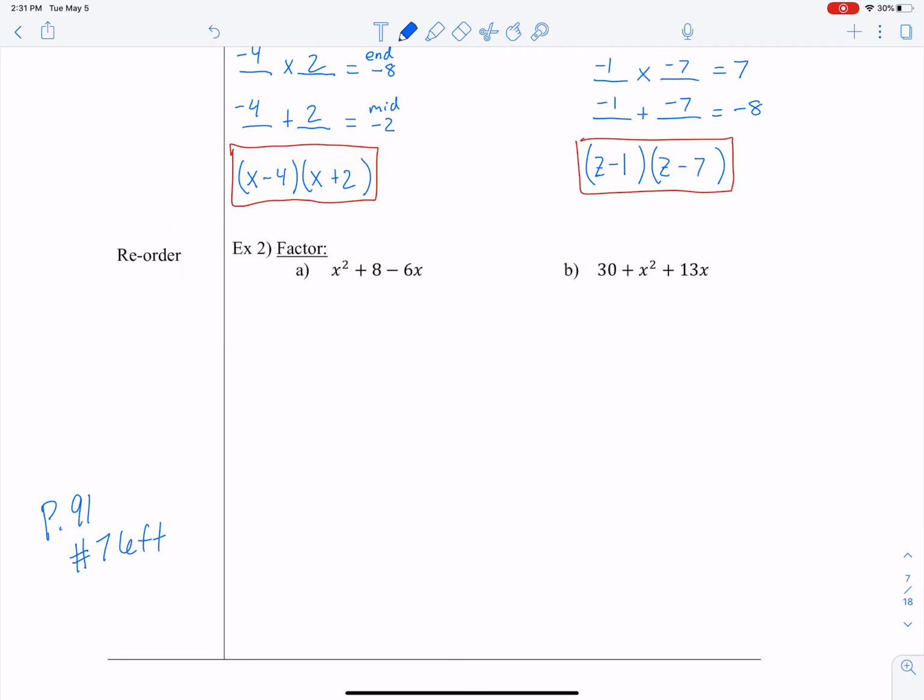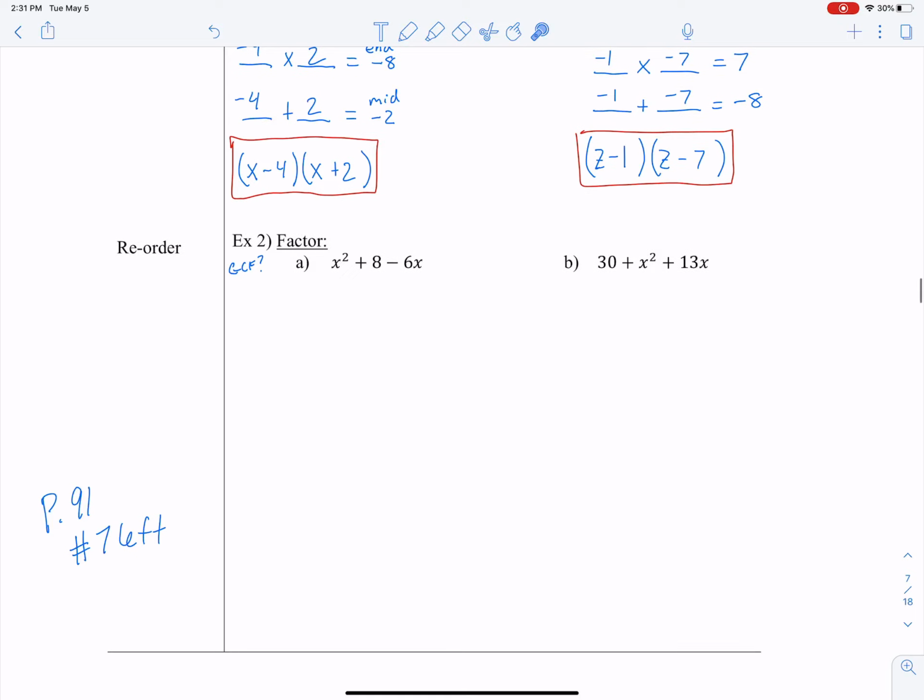So first, we still look for a greatest common factor. We always look for that first. So here, there's an x, no x, x, can't take out a letter. Our x squared at the front, there's nothing in front of it. There's nothing that can go into all of these that we can take out.